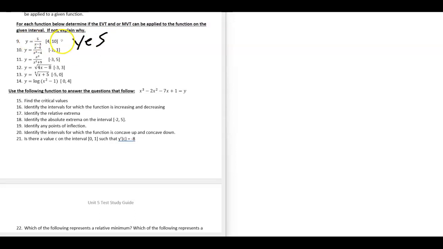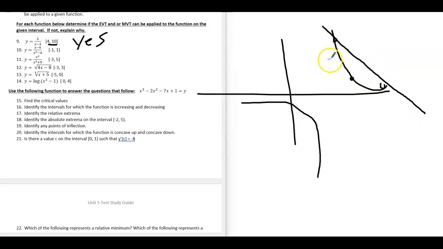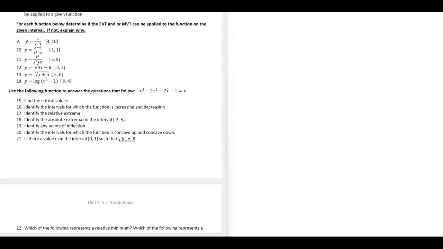Okay, so that means that somewhere between 4 and 10, if you were to graph this function, it would look something like this. We don't really need to graph it, but somewhere between 4 and 10, which makes a secant line, there's going to be a slope somewhere along there that's parallel to that. That's what the MVT promises us. And the EVT promises us that somewhere between 4 and 10, there's a max point and a minimum point as well. So all that to be said, yes, the MVT and the EVT can both be applied.